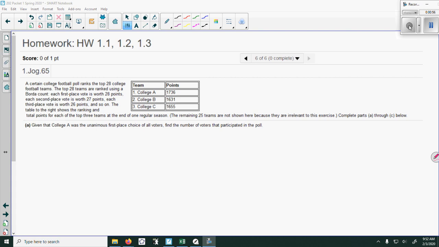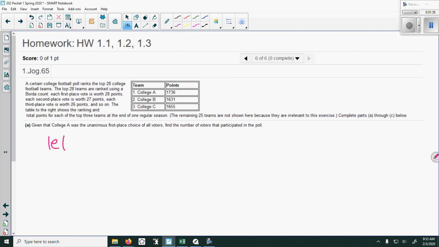Given that College A was the unanimous first place choice of all voters, find the number of voters. College A had 1,736 points. Everyone put College A in first place, which is 28 points each. Most people don't need to set up an algebraic equation to solve this. You don't have to, but it's going to help us set up the next problems if we do it this way.